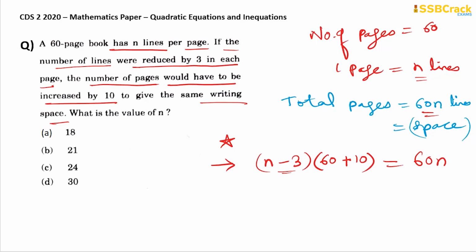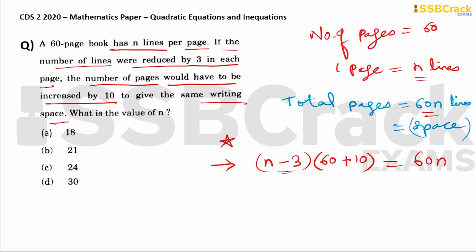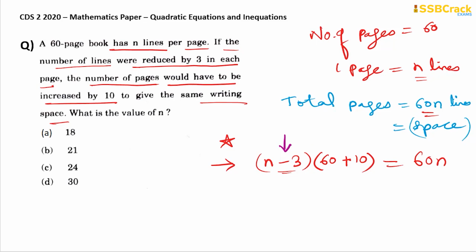Got it? Simple. So we just take up the required new lines that we want, reduced by 3, so n minus 3 per page. So the pages are increased by 10, so 60 plus 10. So this is also covering the same space. What was the space initially? 60 pages, 1 page, n lines. So it was 60n space.